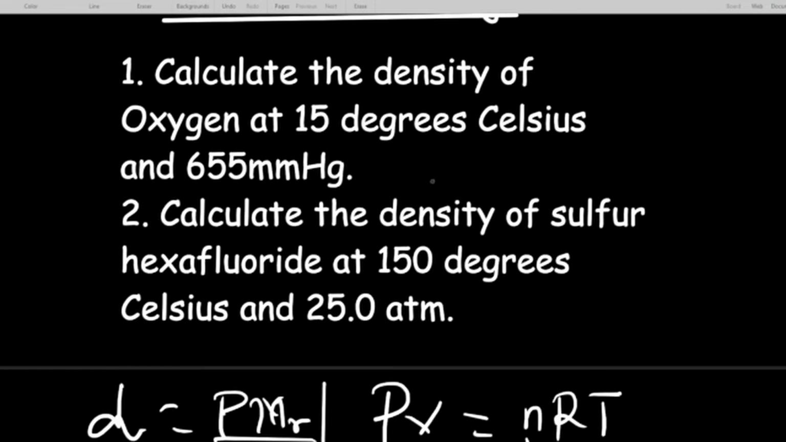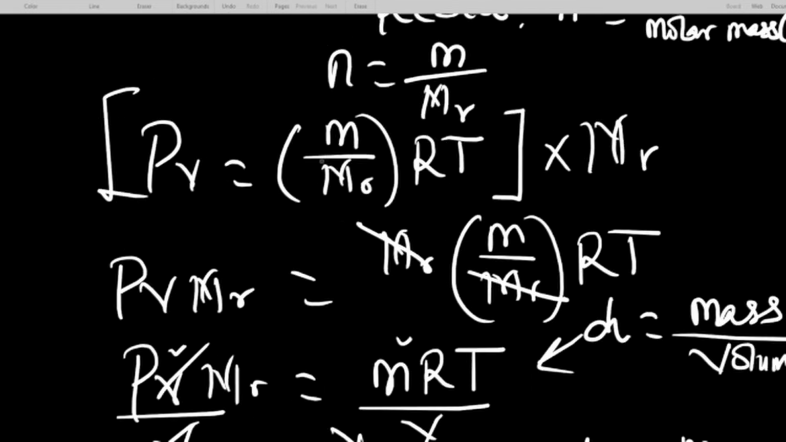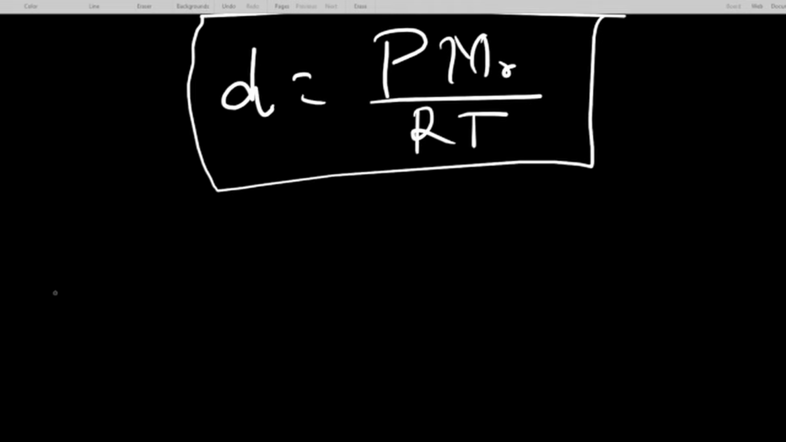Here we have the first question, which relates to gas density, and this is oxygen at 15 degrees Celsius and 655 millimeters of mercury. Now let's write our data. So we are given O2 gas, which is oxygen gas.